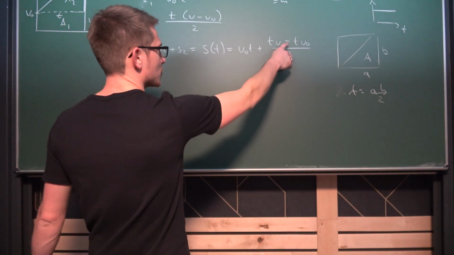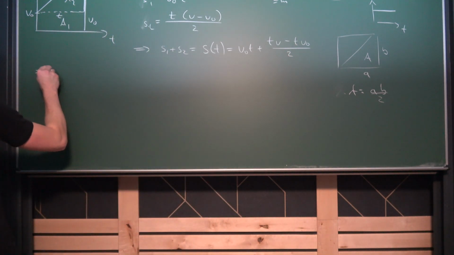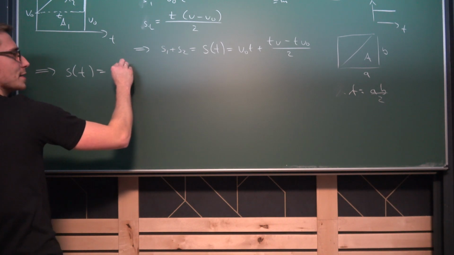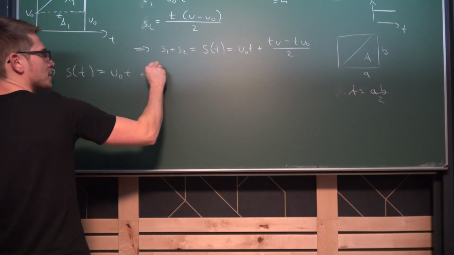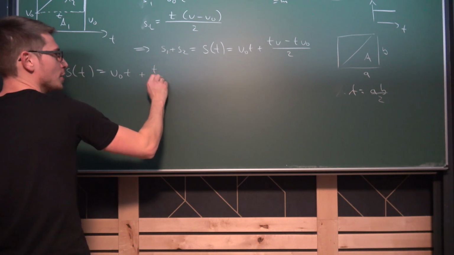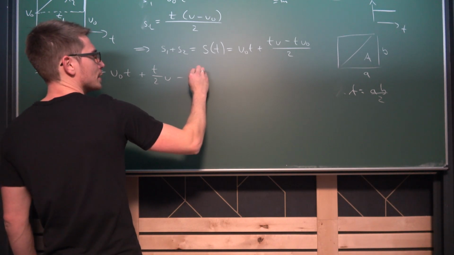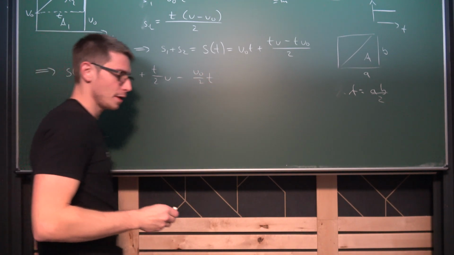And now I'm going to deal with this fraction a tiny little bit, so dragging this out, what we are going to get is that S with respect to T is hence nothing other than V naught times T plus T over 2 times V minus V naught over 2 times T.